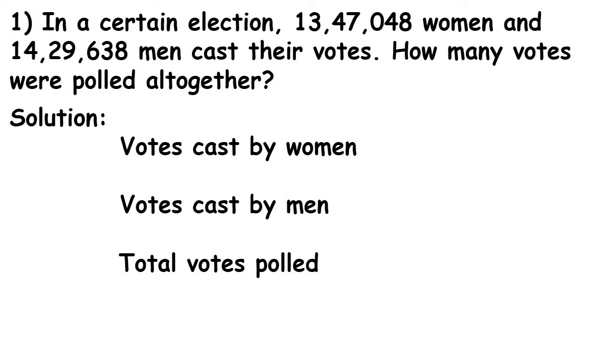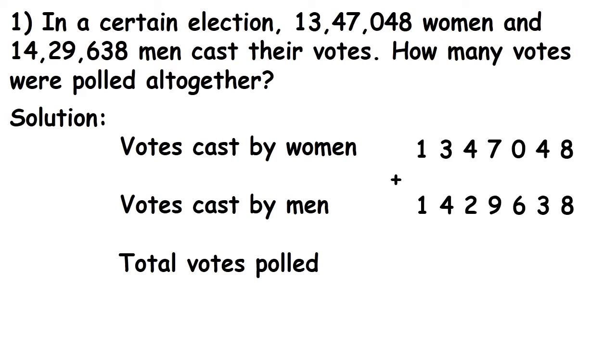So, votes cast by women are 13,47,048, whereas votes cast by men are 14,29,638. Let's add both of these numbers. So, 8 plus 8 will become 16. 1 plus 4 is 5, plus 3 is 8, 0 plus 6 will give us 6, 7 plus 9 is 16. So 1 will be carried and we will write down 6.